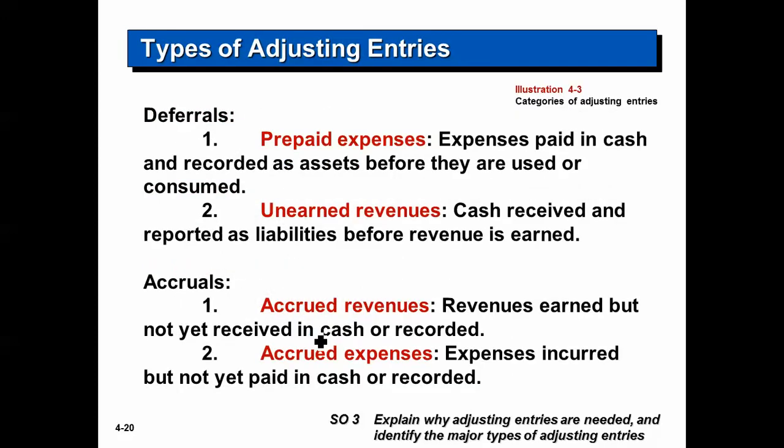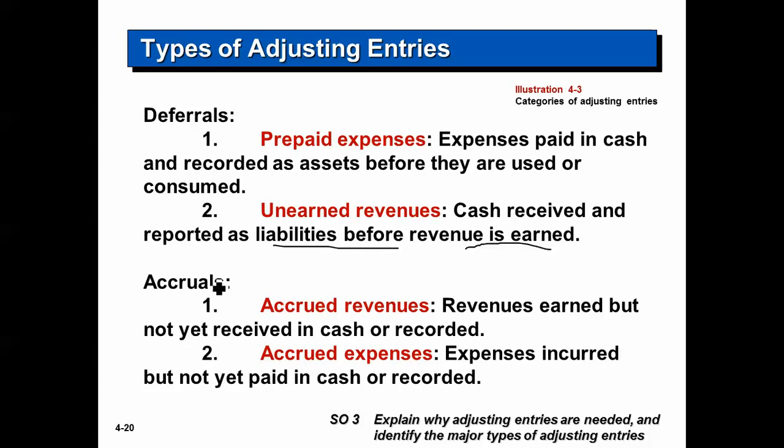Okay? For example, types of adjusting entries. There are 4 types. Prepaid expenses, that is, expenses paid in cash and recorded as assets, like prepaid insurance and prepaid rent. We also have unearned revenues. That's when we receive cash and we didn't do the job. So we record it as a liability because we received the revenue before we earned it.